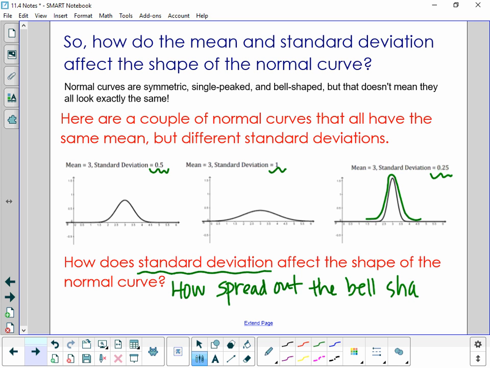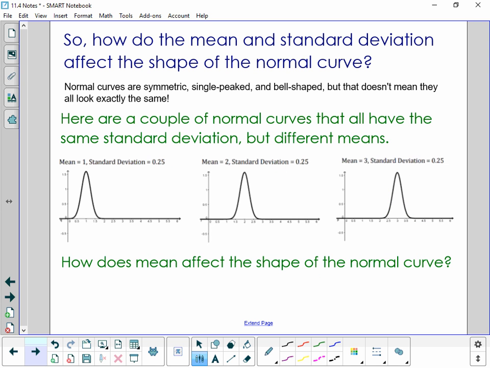Standard deviation is a measure of spread. So it's telling us how wide that bell is going to be. These three all have the same standard deviation, so they're spread out exactly the same. They have a different mean. So how the mean affects the shape of the normal curve is that the mean tells you where the peak is located.